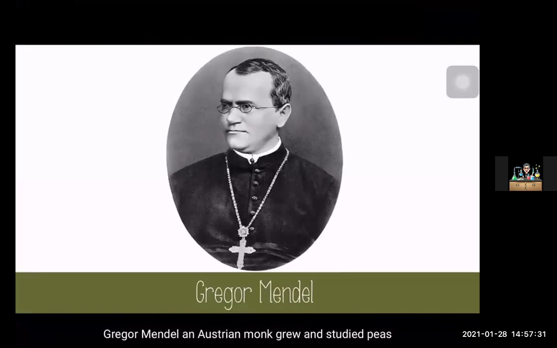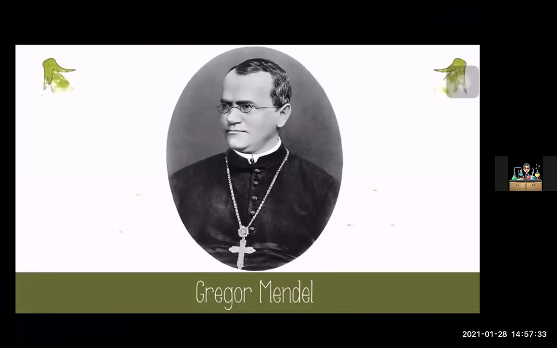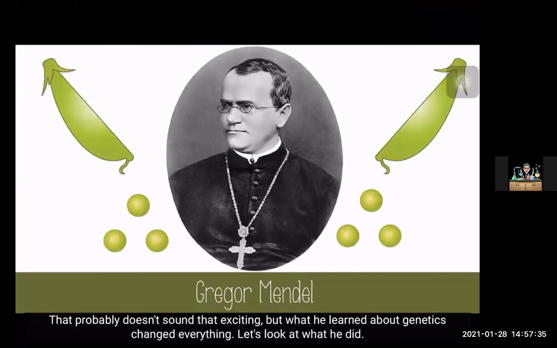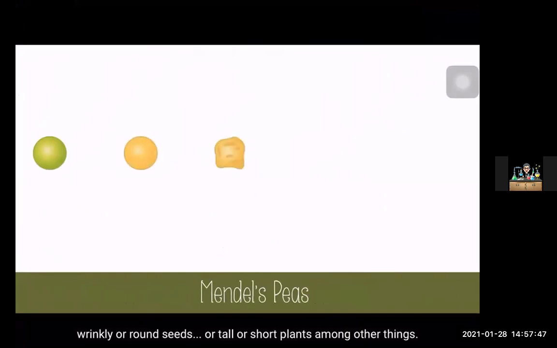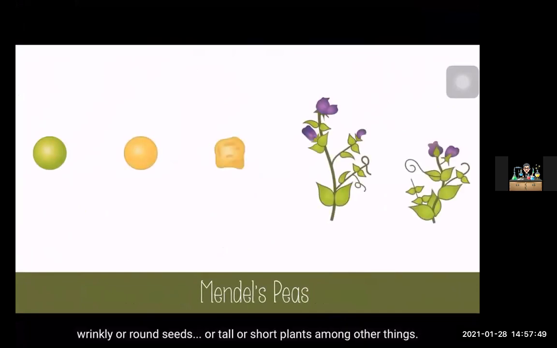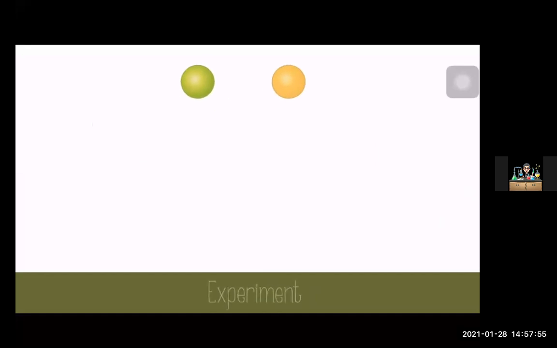Between 1856 and 1863, Gregor Mendel, an Austrian monk, grew and studied peas. That probably doesn't sound that exciting, but what he learned about genetics changed everything. Let's look at what he did. Mendel bred pea plants, looking for many different traits like color, or wrinkly or round seeds, or tall or short plants, among other things. Once he had a purebred trait, he would run an experiment.